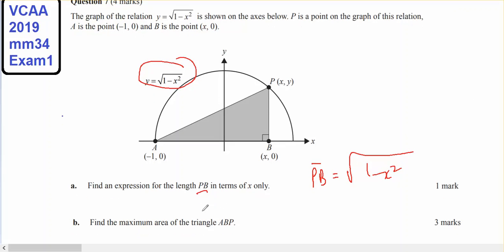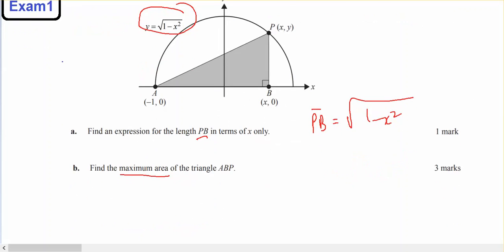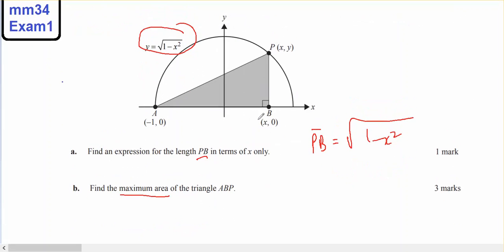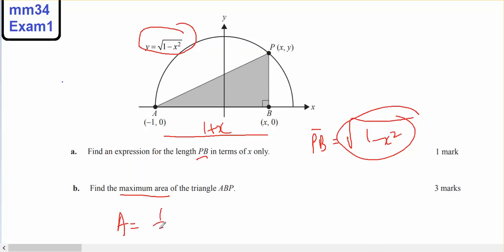Okay, so now it becomes a maximum area problem. So I need the expression for the area of triangle ABP. Well, I know that the distance across here will be 1 plus x, and I know the height is that. So the area of the triangle is a half times the base times the height. So that's the expression for the area of the triangle.